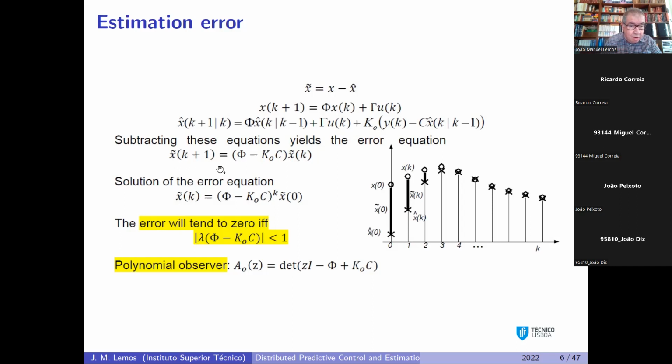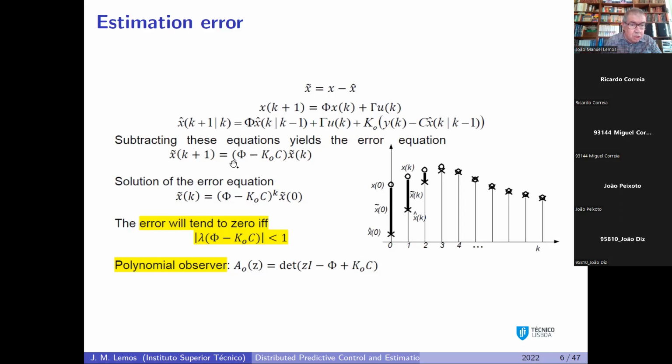The next error is phi minus KOC. This is a matrix, and this is a matrix that I can influence because I can select KO times X tilde of K. Okay.